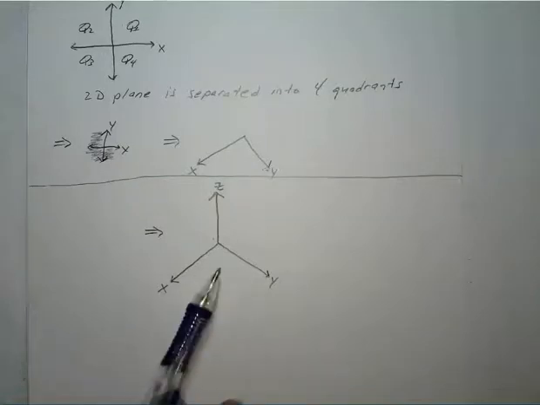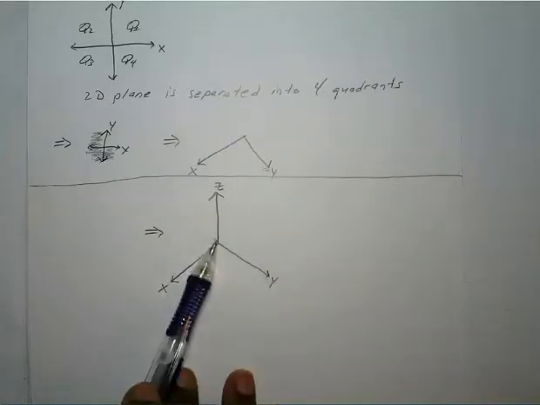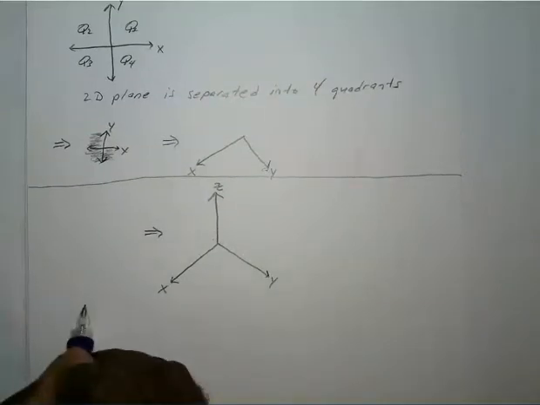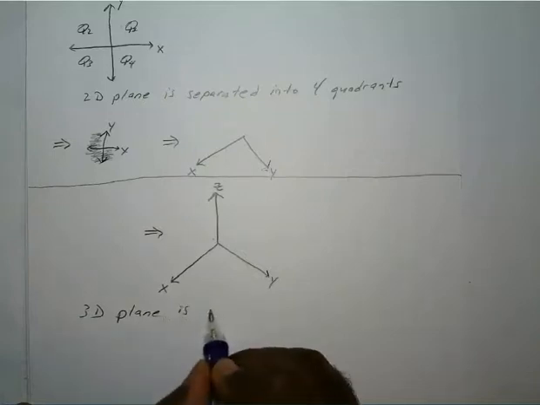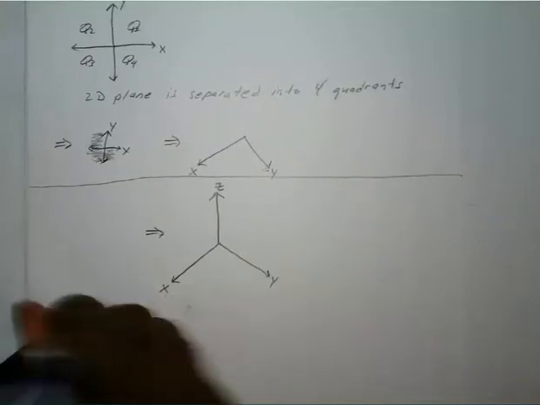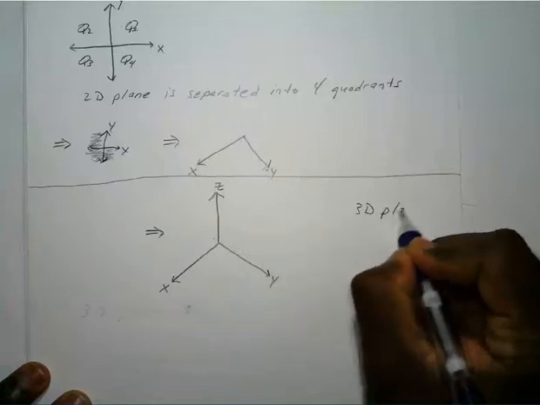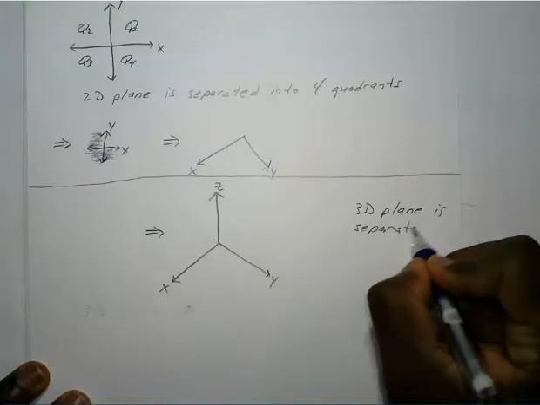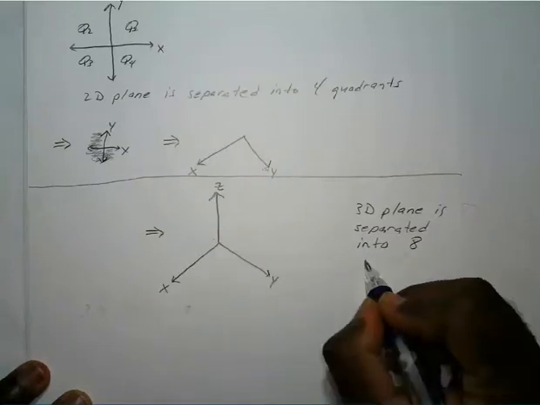Like I said, just imagine you're looking at the corner of a wall. Again, this is the floor, and that goes up the wall. Now your 3D plane is separated. Let me give that a little more room because I have to do some more drawing, so you may want to put this writing on the side. The 3D plane is separated into not 4 quadrants, but 8 octants.